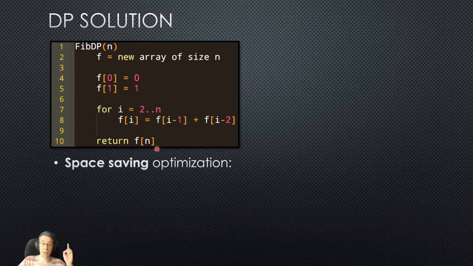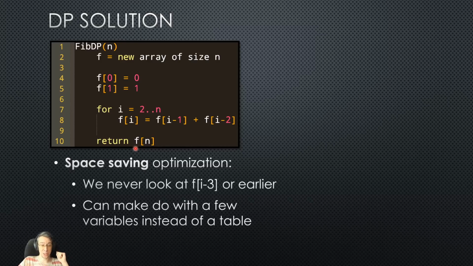And then we're returning the solution to the full problem instance I as the final cell of the table that we computed. Now, there's a space-saving optimization that we can apply here. Note that when we're computing f of I, we never look at f of I minus 3. And once we've computed f of I, we never look at f of I minus 3 again. So we can actually make do with a few variables here instead of this whole table, right?